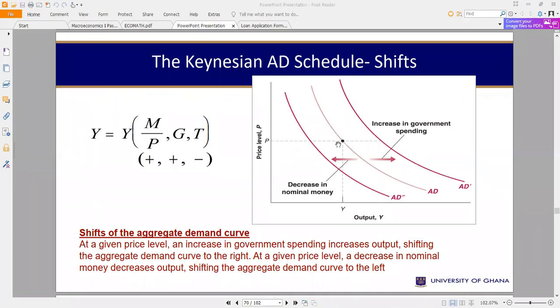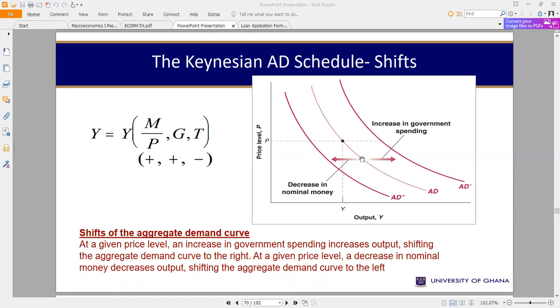So for example, assuming we're starting from here at this point, so we're having price P and then income Y, and then there is an increase in government spending. If there's an increase in government spending, if you go by the ISLM model, the IS curve will shift to the right, okay, or it will shift upwards. So at the same price, we will see an increase in what? An increase in aggregate demand.